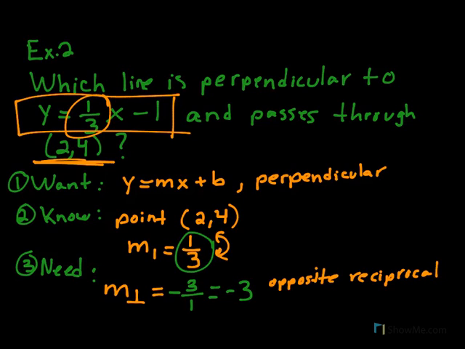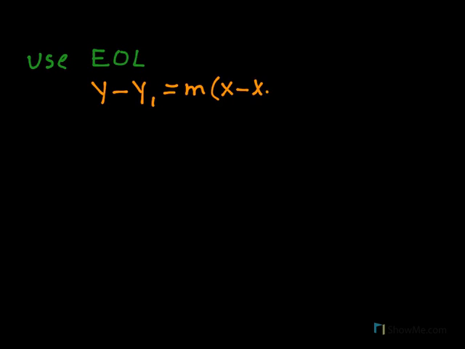So this is what we're going to do. Use the equation of a line, the point-slope form. Hopefully you know what that is. That is y minus y1 equals m, open parentheses, x minus x1, because that's what you know. You know a point and you know a slope. So here we go. We know the point is 2 comma 4. So I'm going to have a y minus 4, because that's y1, equals my slope.